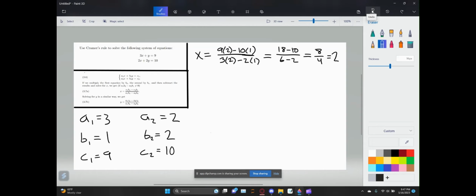So now we have our x value, and let's do the same for y. So y turns out to be, using the same method, 3 times 10 minus 9 times 2 over 3 times 2 minus 2 times 1. You might notice the denominators are the same in both of these fractions. That's because they are the same in the definition as well. And simplifying again, we get 12 over 4, which is 3 for our y value.